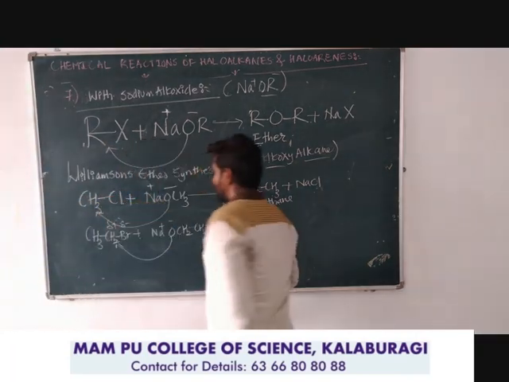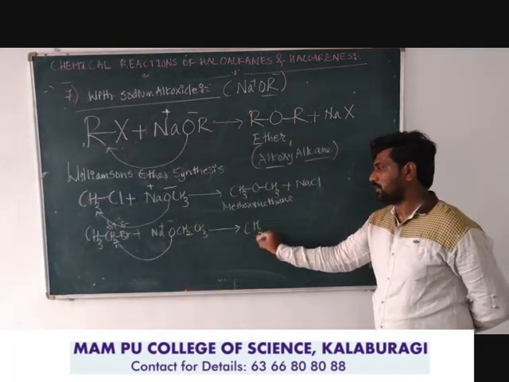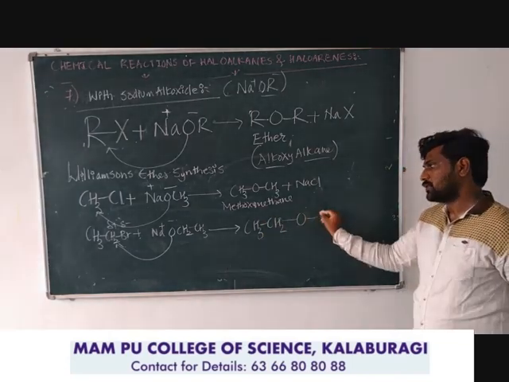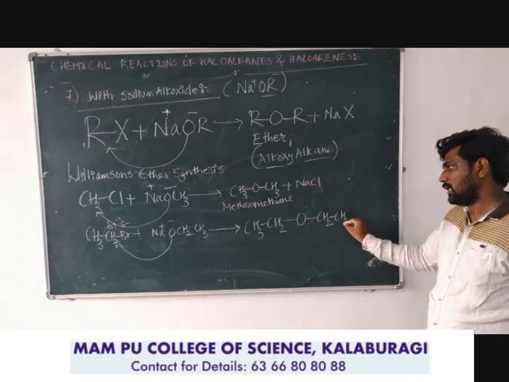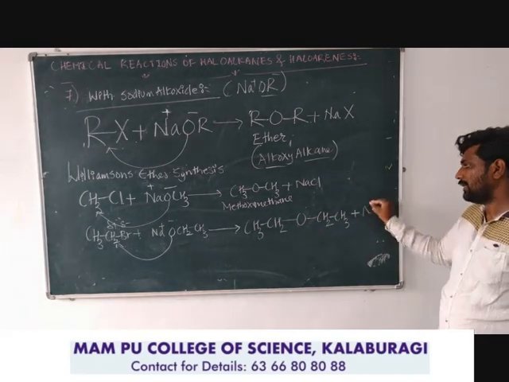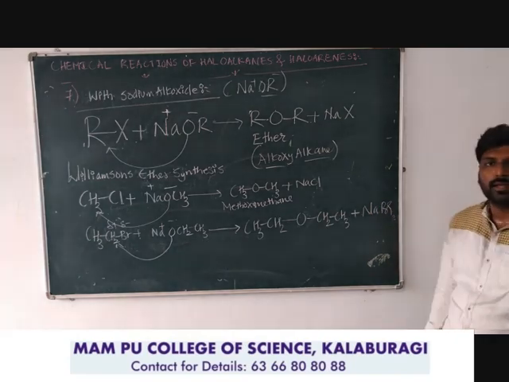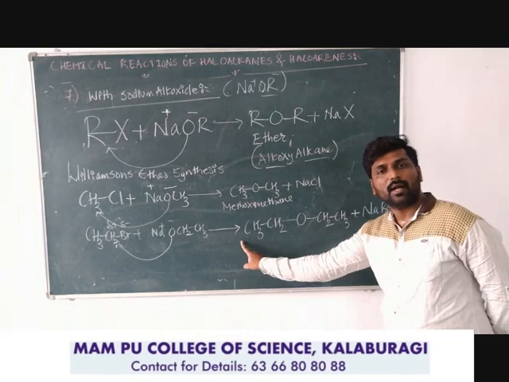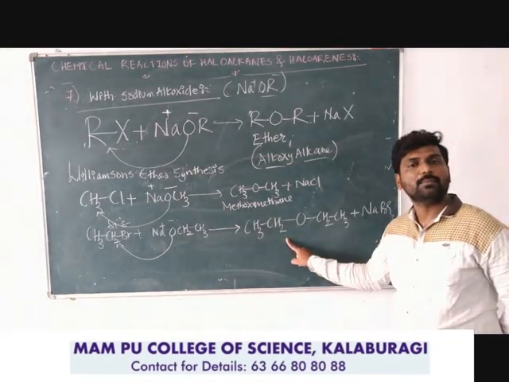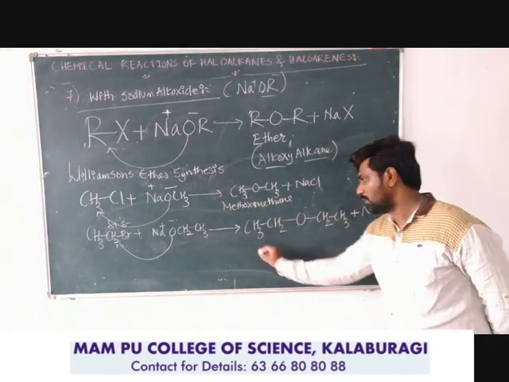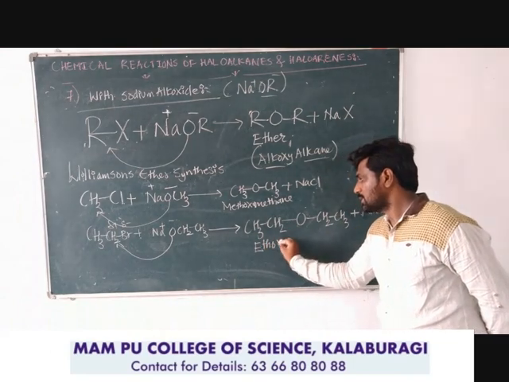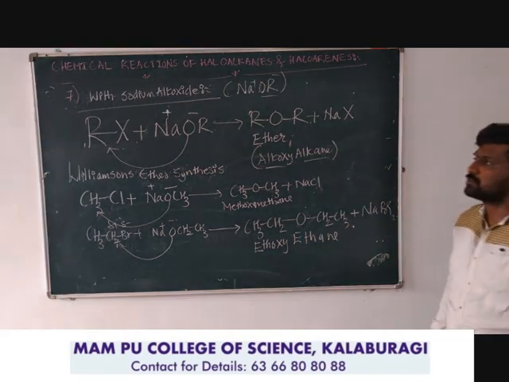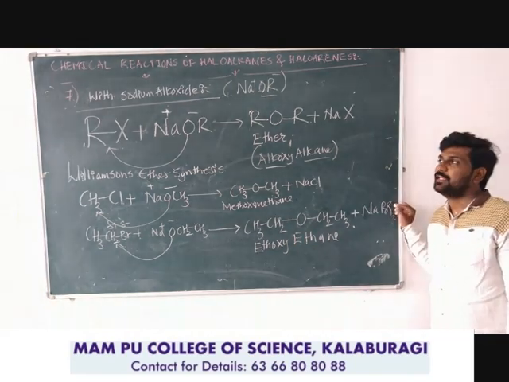So see here, the product is CH3CH2, the Br is replaced with the OCH2CH3, and the byproduct is NaBr. So alkoxyalkane is the IUPAC name for ether. Here also ethyl part, here also ethyl part. One will become ethoxy, another will become ethane. So the product name is ethoxyethane. So this is the main product of Williamson ether synthesis.